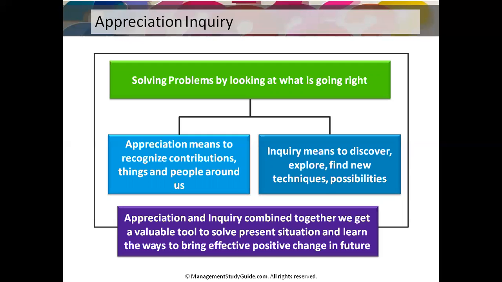Appreciation means to recognize the contributions of things and people around us. Inquiry means to discover, explore, and find new techniques and possibilities. Appreciation and inquiry combined together give us a valuable tool to solve the present situation and learn the way to bring effective positive change in the future.